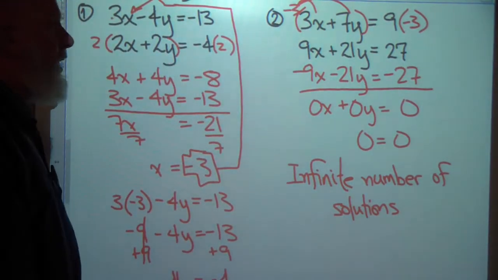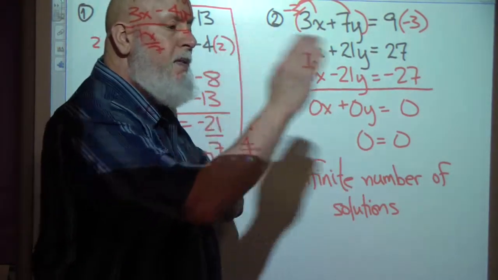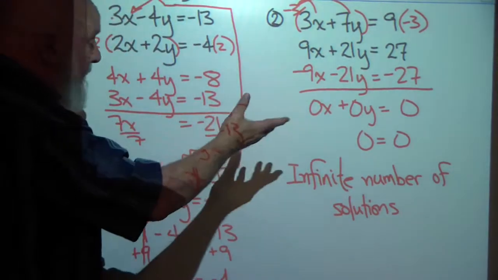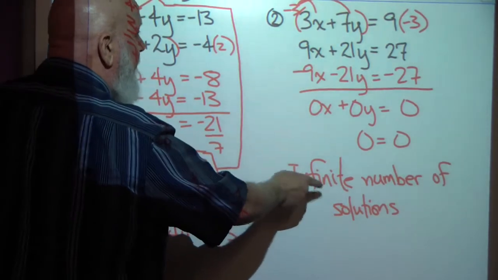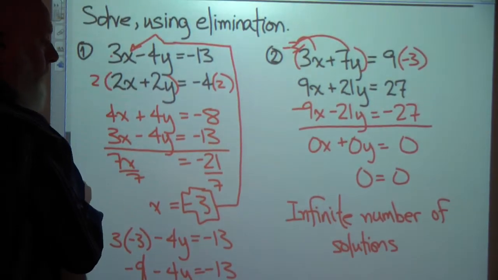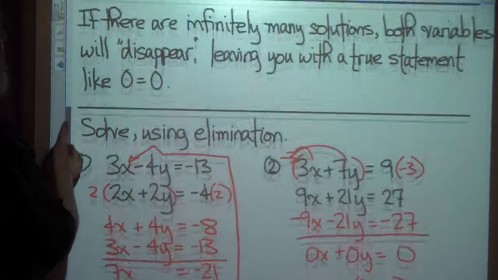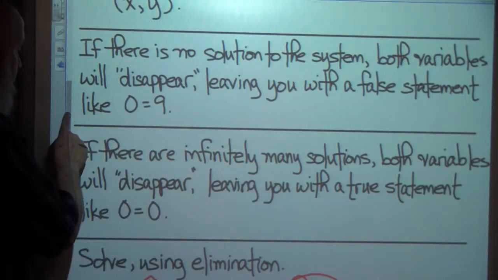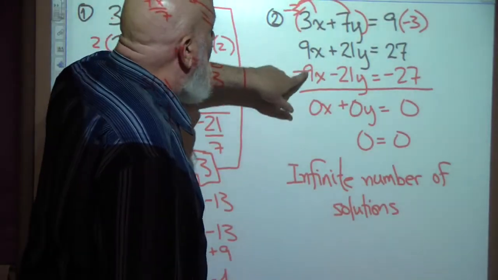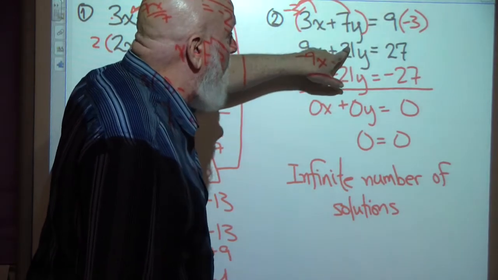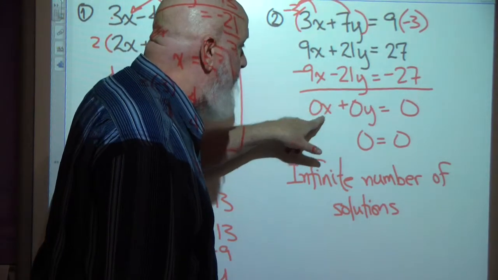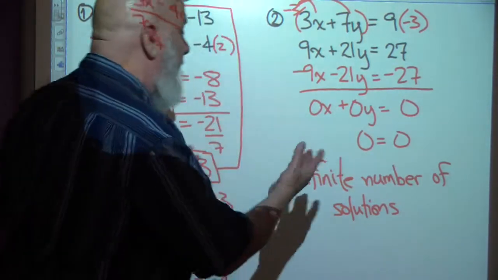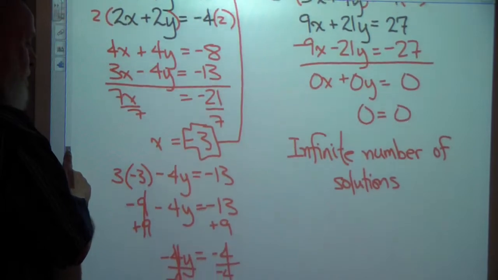Okay, graphically that means if you graph this and you graph that, one of them will lay directly on top of the other. We call that being coincident. They'll occupy the same space, so to speak. Okay, so there are infinitely many solutions. And that was this situation right here. If there are infinitely many solutions, both variables will disappear. See how they both disappeared? 9x minus 9x is 0x. 21y minus 21y. I don't have any x's or any y's. 0 plus 0 is 0. And the statement is true, so I have infinitely many solutions.